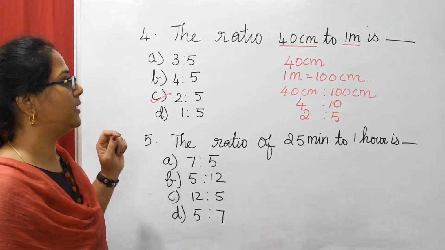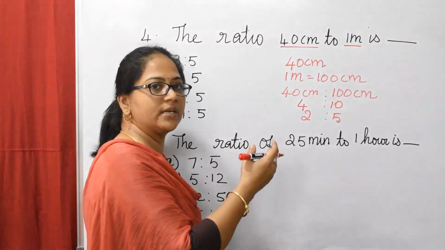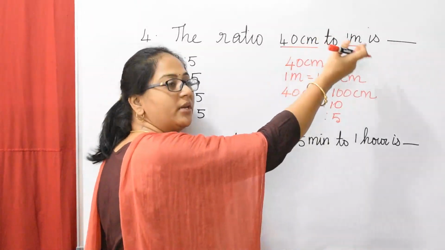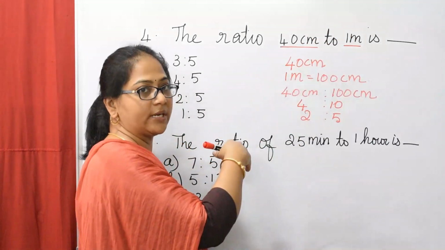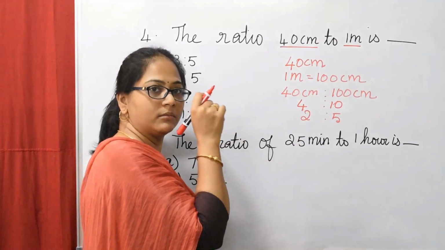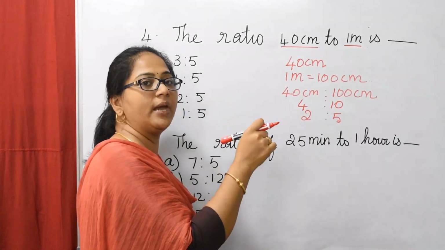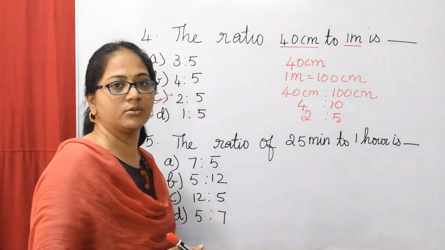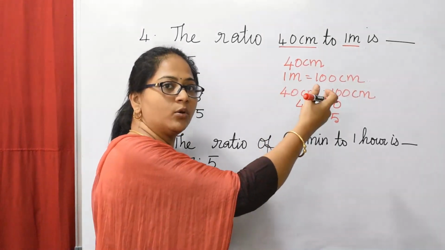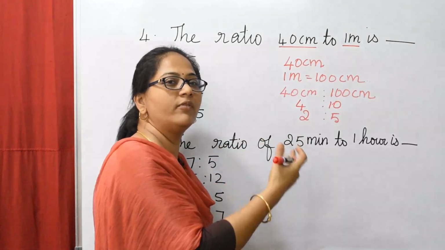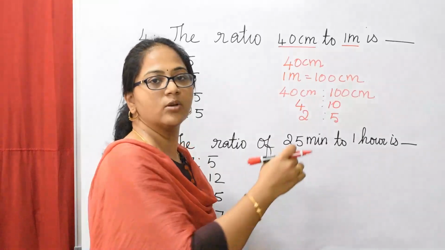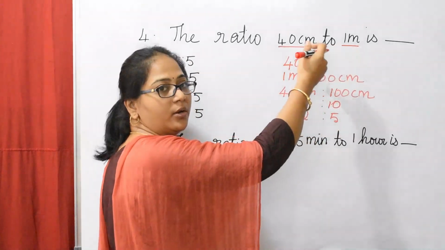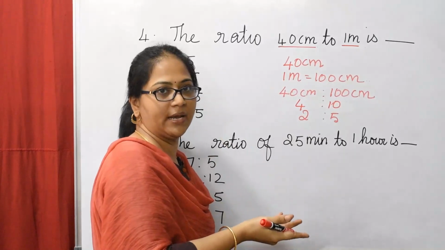Answer is option C here. In this question we have to convert either centimeter to meter or meter to centimeter. The important thing is both should be in the same unit, then only we can compare. Understood? In this question, why we took meter to centimeter is, it is always easy to multiply. It is always easy for you to take a bigger unit so that you can multiply it.